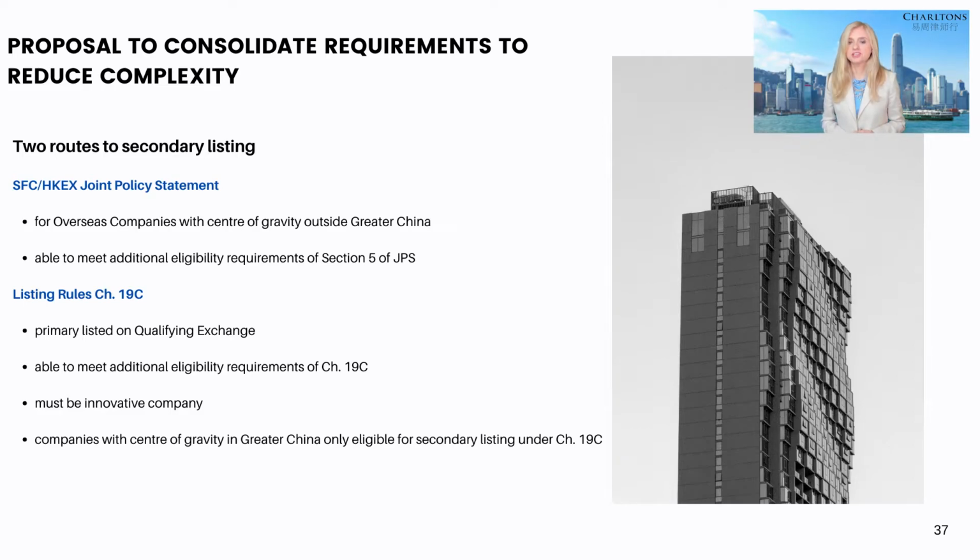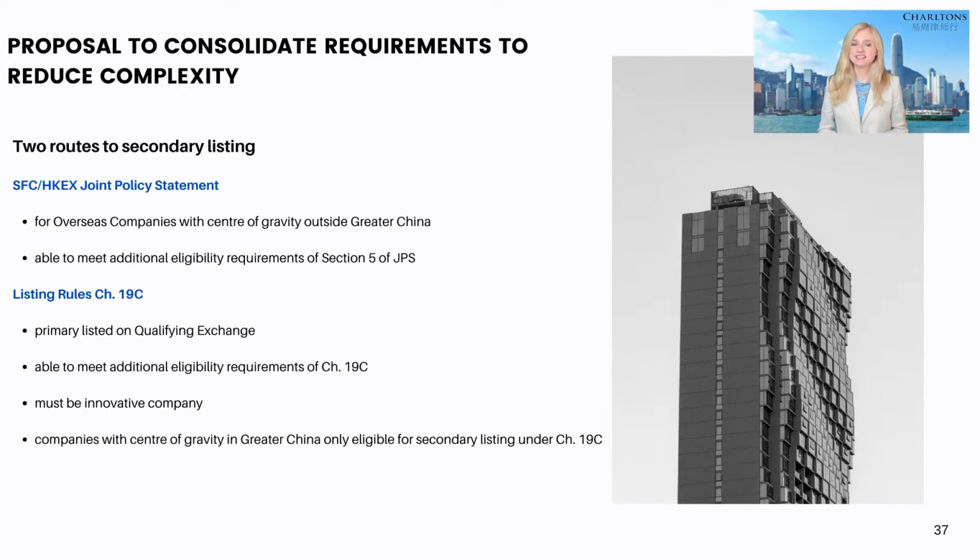The Hong Kong Exchange is proposing to consolidate its requirements for secondary listings to reduce the complexity of the current regime. There are currently two routes to secondary listing on the exchange. The joint policy statement provides for the secondary listing of overseas companies that have a centre of gravity outside Greater China and can meet the additional eligibility requirements set out in Section 5 of the joint policy statement.